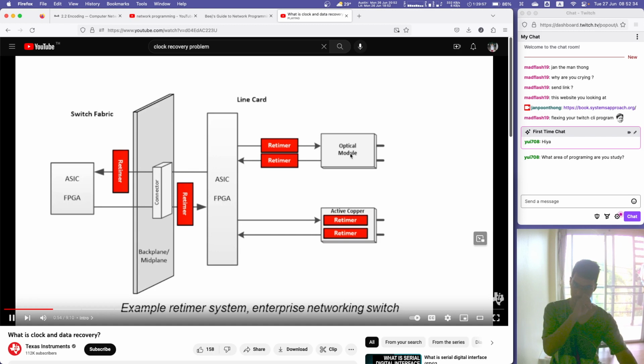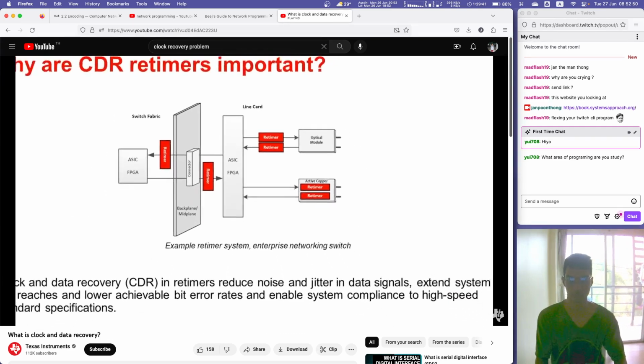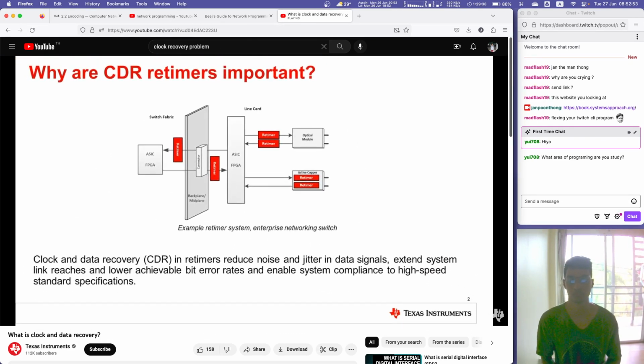include the insertion loss from the board traces, signal reflections at the connector interfaces, and crosstalk noise from the adjacent signals. Jitter acts as a bottleneck to system speed and performance, limiting the link reach and achievable bit error rate. A system such as this enterprise switch may use multiple CDRs to restore signal integrity at different points along the data path. Systems typically target performance to industry standards at each of these signal points. Retimers are often required to meet those specifications.